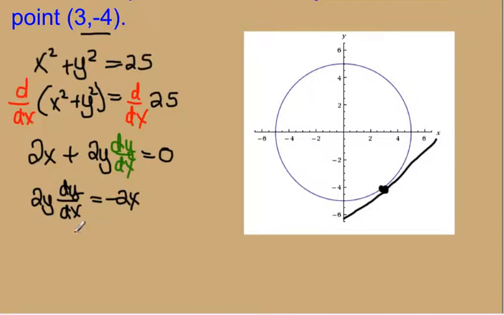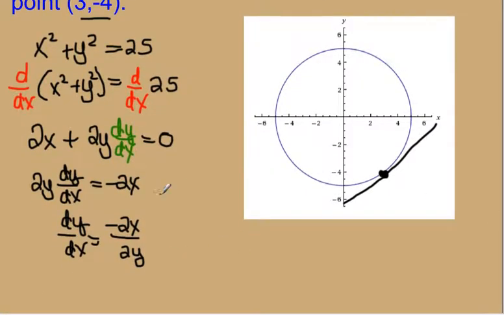So to isolate dy/dx, I'm going to divide both sides by 2y, so I'm going to get dy/dx equals -2x over 2y. Now I can divide by 2, so the derivative of this function, or the slope of the tangent line, is the negative of x over y.